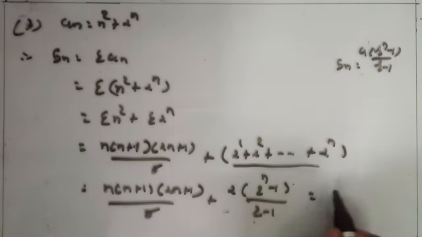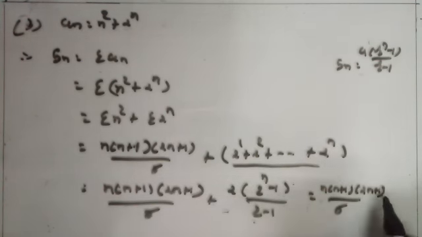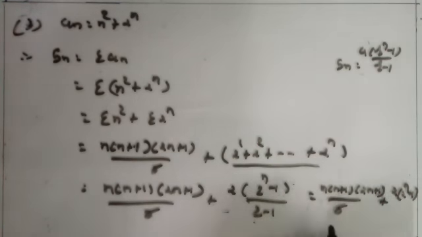Here 2 minus 1 becomes 1. So the answer is equal to n into (n plus 1) into (2n plus 1) by 6, plus here 2 into (2 raised to n minus 1) upon 1. Clear? Or 2 take inside, so 2 raised to n plus 1 minus 2. This is the answer. Okay.